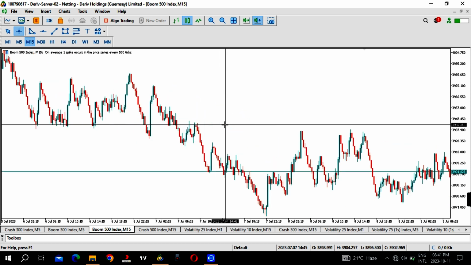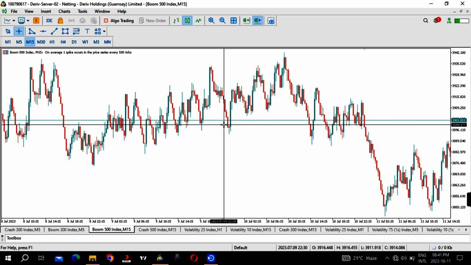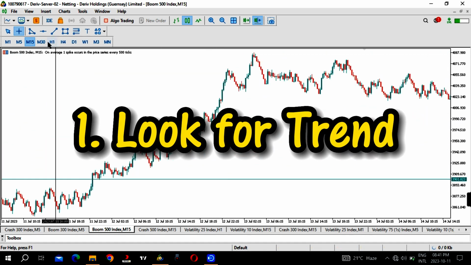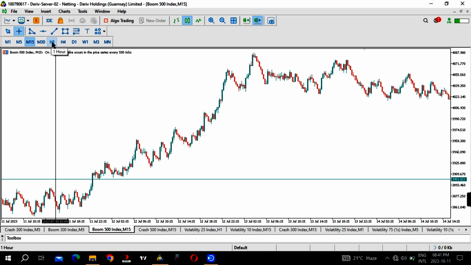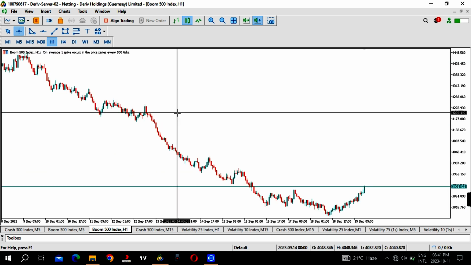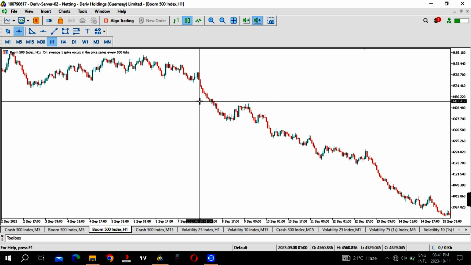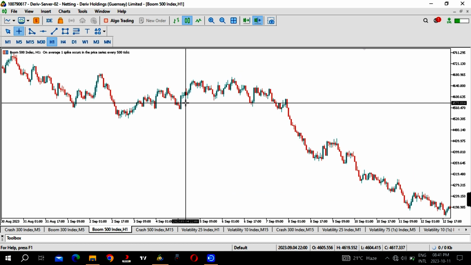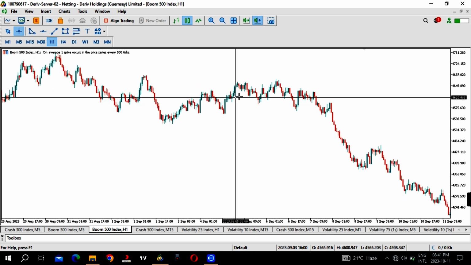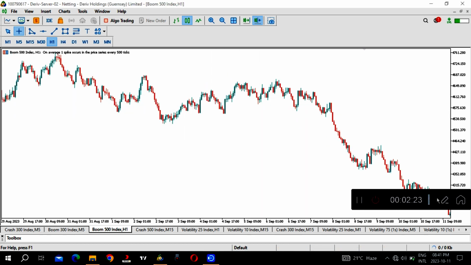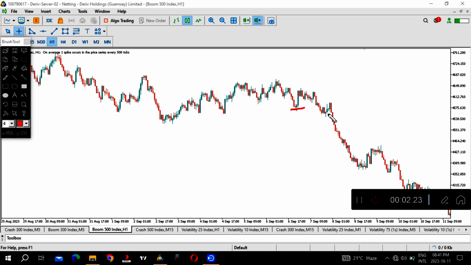Firstly, for the first step, we have to look for our trend. For your trend, you can check the 1 hour time frame, and that's where you check your trend. Right over here, we're in a downtrend in this example. Do you guys know how to check the trend? If you are in a downtrend, it's characterized by continuously creating a series of lower lows and lower highs. That's how we can see that it's a downtrend.